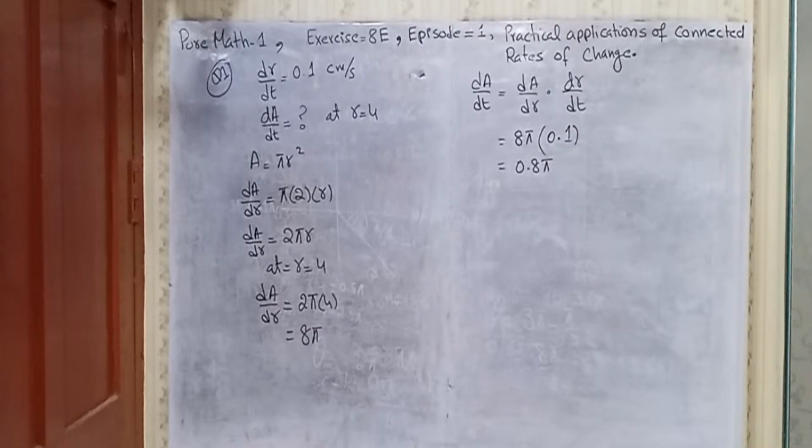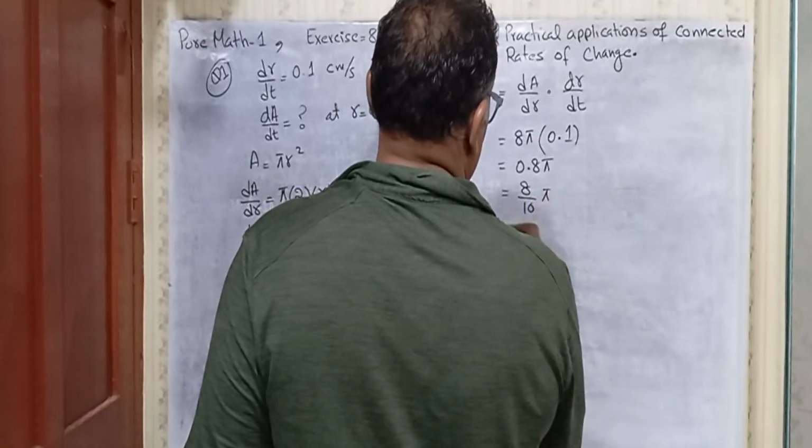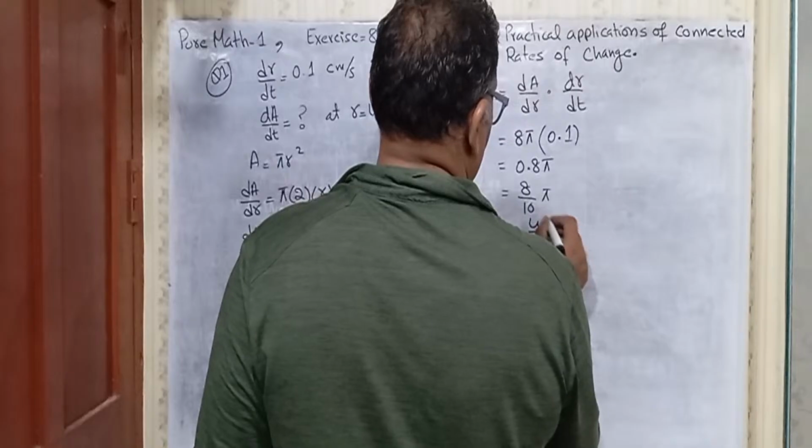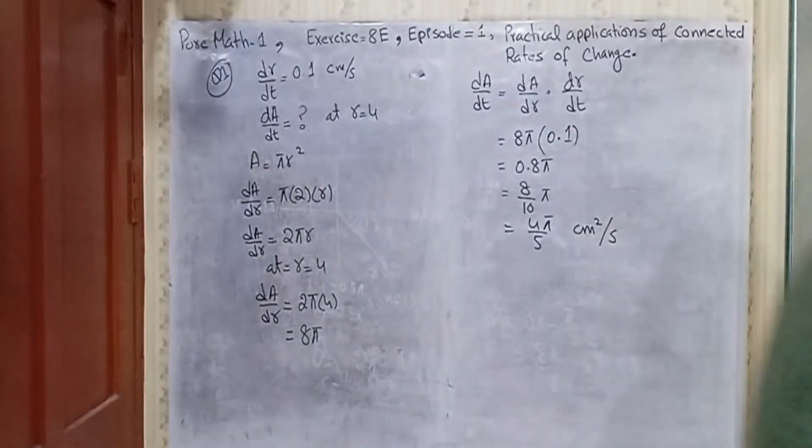Let me check the answers. This is exercise 8E. I have not opened the answer yet. And it says 4 pi by 5 centimeter square per second. So I can convert this into a fraction. This will be 8 by 10 pi, which is 4 by 5 pi centimeter square per second. So this will be the answer, sir.